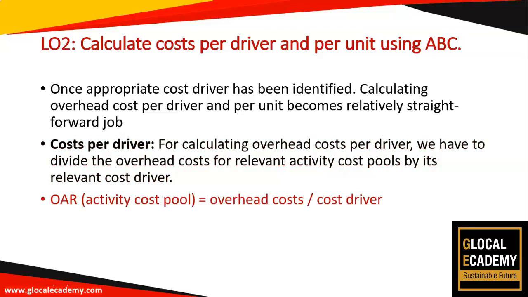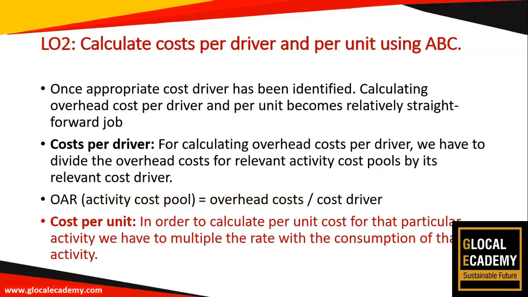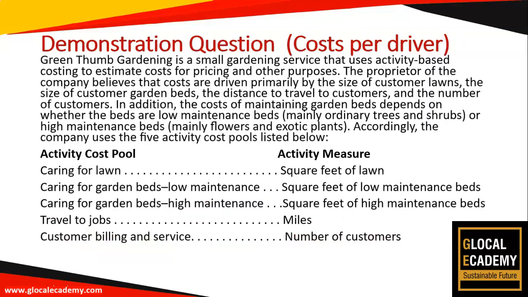And there is a formula if you want to calculate cost per driver, and we can call it the overhead absorption rate for the activity cost pool. Simply divide overhead cost by the cost driver. For cost per unit, you have to multiply the rate with the consumption of that activity. Now let me demonstrate both of these concepts, cost per driver and cost per unit, through a demonstration question.